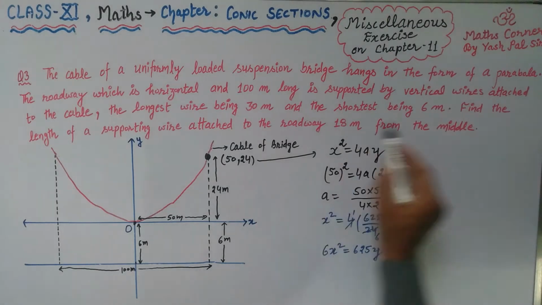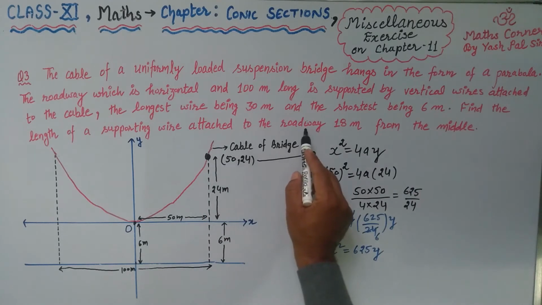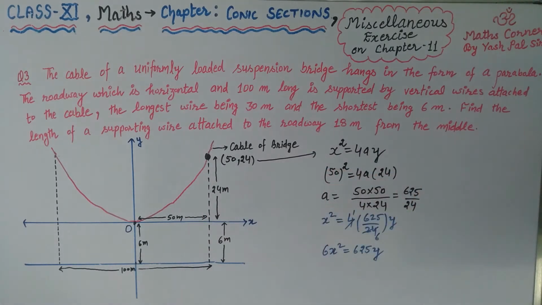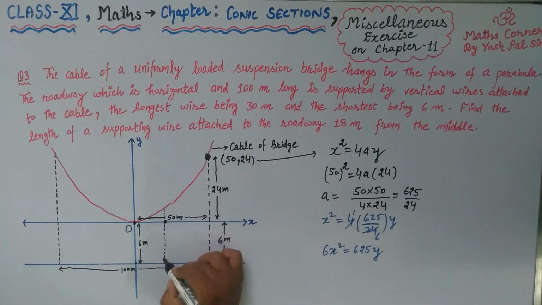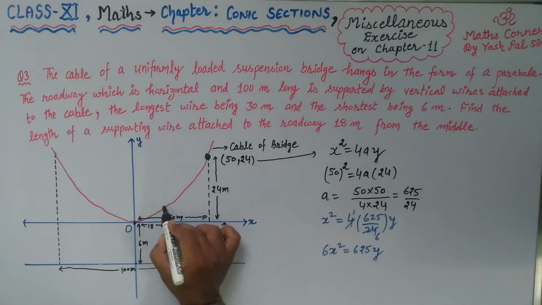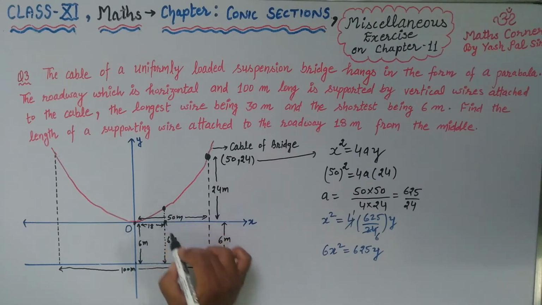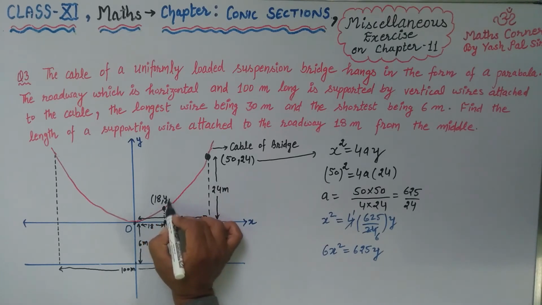Now next part is find the length of a supporting wire attached to the roadway 18 meter from the middle. This is the middle. From here 18 meter. Suppose this point is 18 meter. So vertical wire will be this. Obviously from here to here we have 6 meter. Okay, and 18 meter we are saying this distance. So the coordinate of this point, height, suppose this is y1. So we write here 18 comma y1.